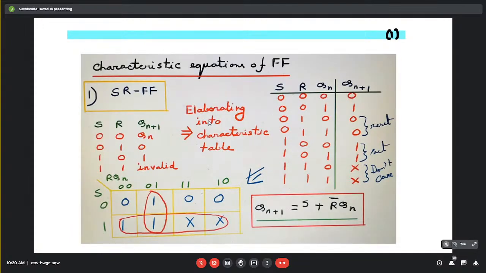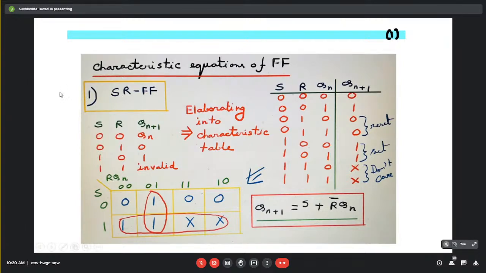Now we have established the basic 4 types of flip-flops. In the 4 types of flip-flops, we have seen their workings and so on. So now we would like to establish the characteristic equation of each flip-flop. Characteristic equation means we need to write the output as a function of inputs in a mathematical equation form.